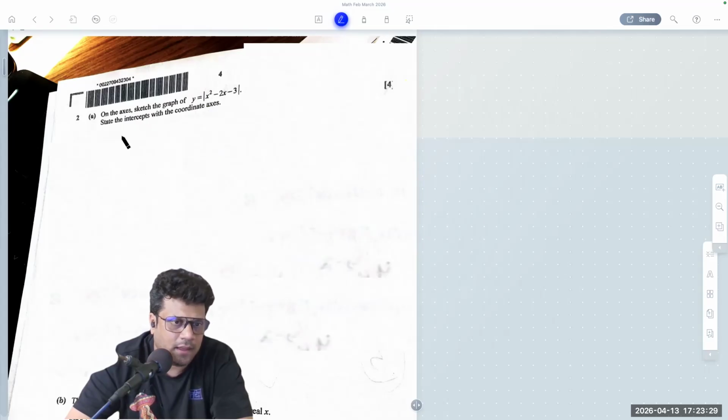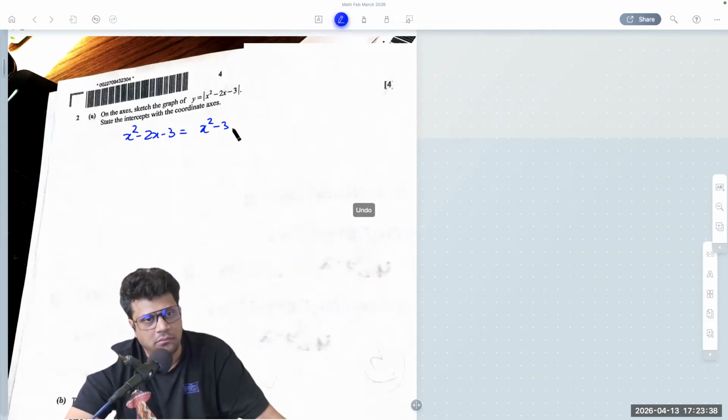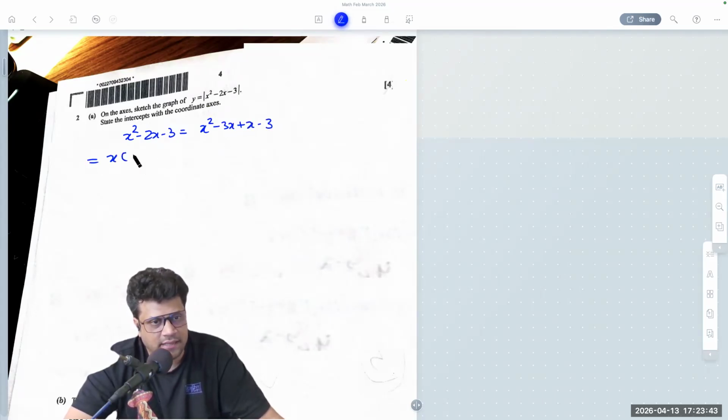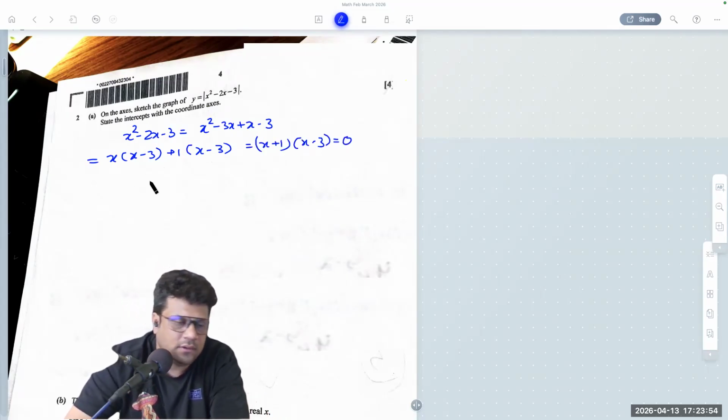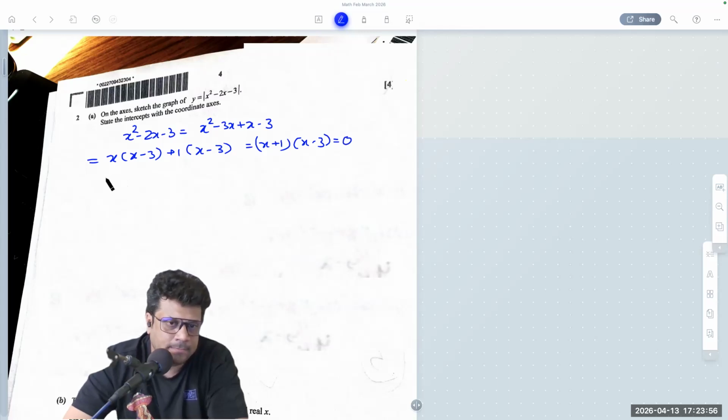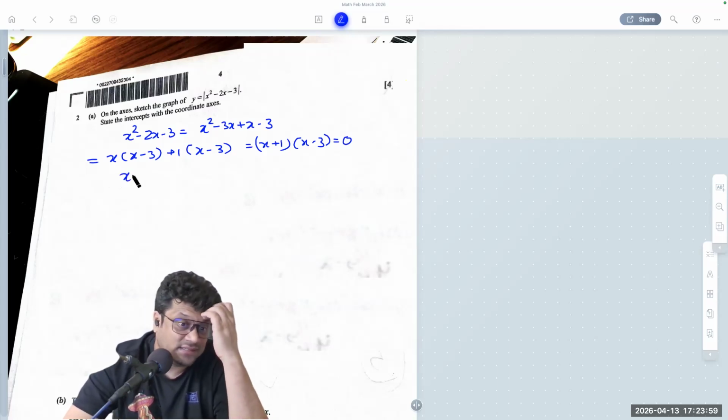Let's just do x squared minus 2x minus 3. Well, that factorizes to what? x squared minus 3x plus x minus 3. So that's x common out, x minus 3, plus 1 times x minus 3. So that's x plus 1 into x minus 3. And that's how I can get the x-intercepts, and they come out to be minus 1 and 3.